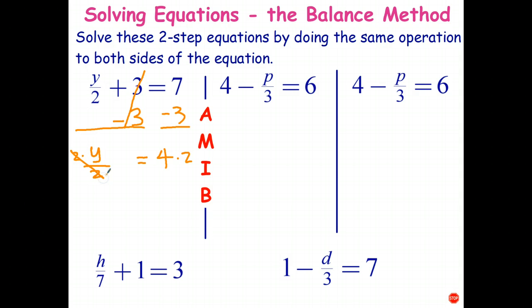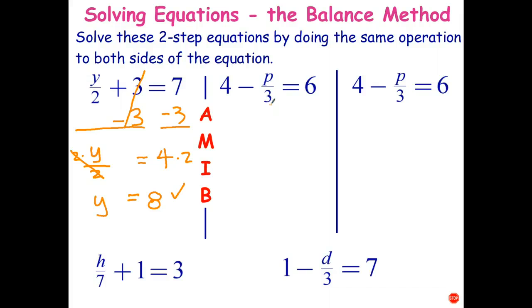Over here, the 2's divide out, leaving just a y, and the answer is y equals 8. Quick check. 8 divided by 2 is 4. 4 plus 3 is 7. Okay, now this next question is a bit more interesting. In fact, I'm going to do it two different ways, and you can decide which way you prefer. The problem here is we're subtracting a fraction involving the unknown.